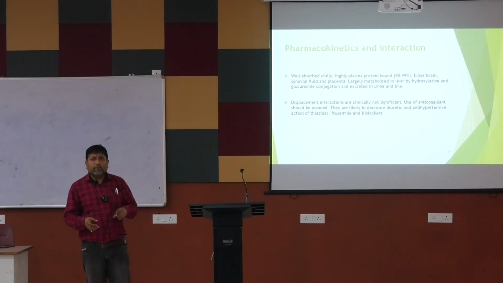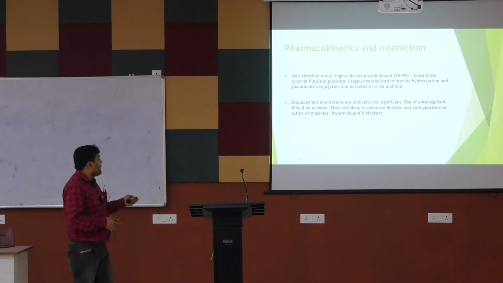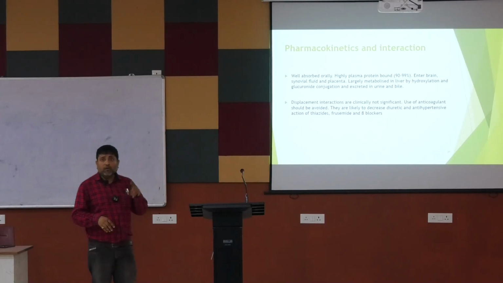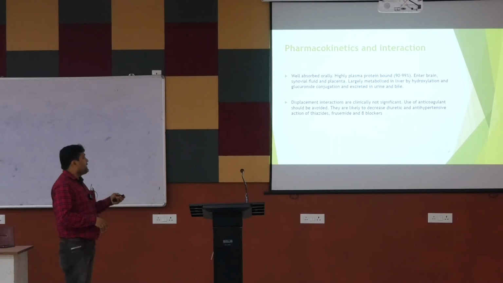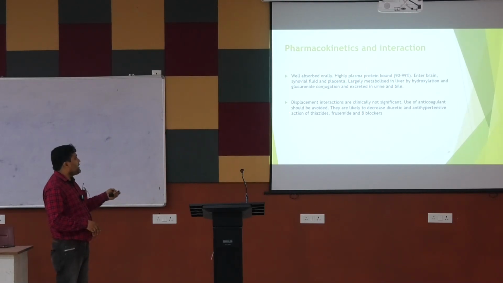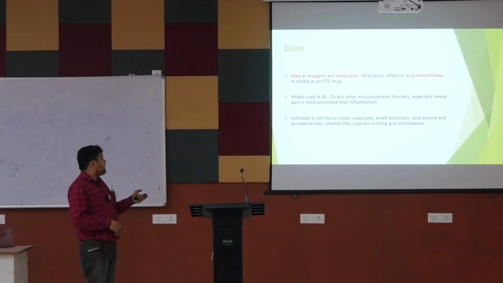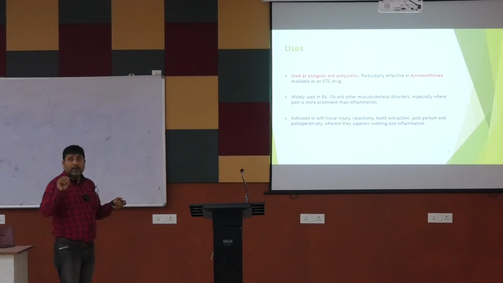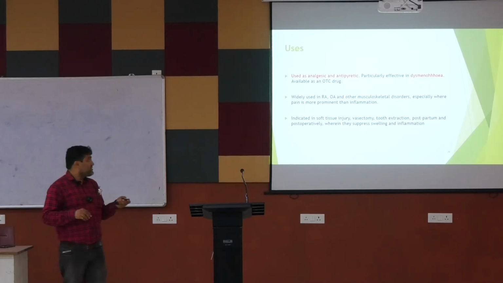Well absorbed orally, highly plasma protein bound, largely metabolized in liver and excreted in urine and bile. Displacement reactions are not clinically significant here. Use of anticoagulants should be avoided because of the risk of increased bleeding, and they are likely to decrease diuretic and antihypertensive response. They are used as analgesic and antipyretic. Particularly, they are effective in dysmenorrhea patients.